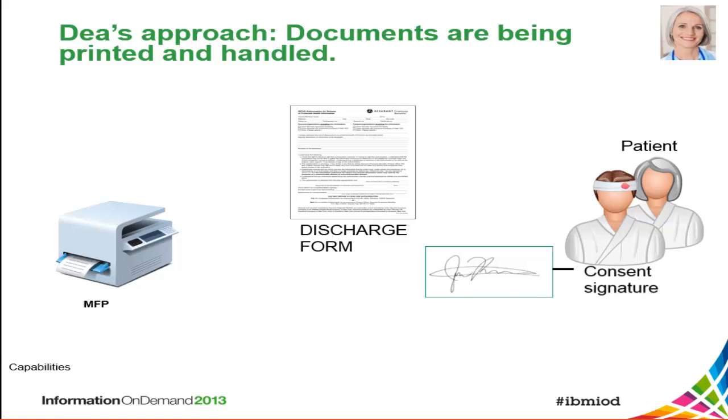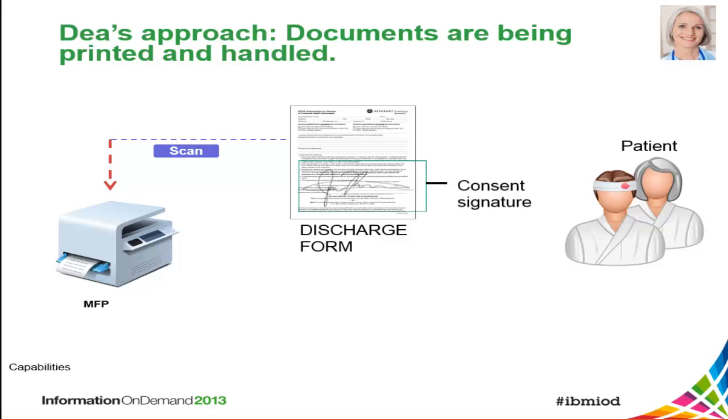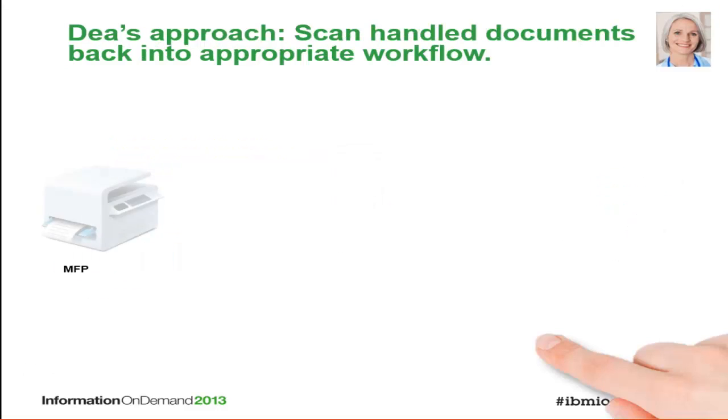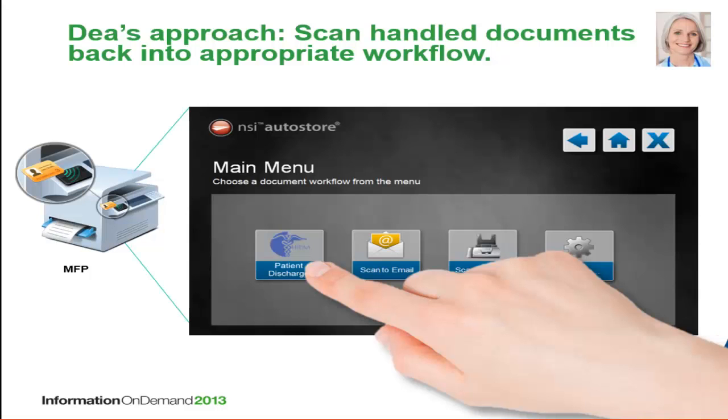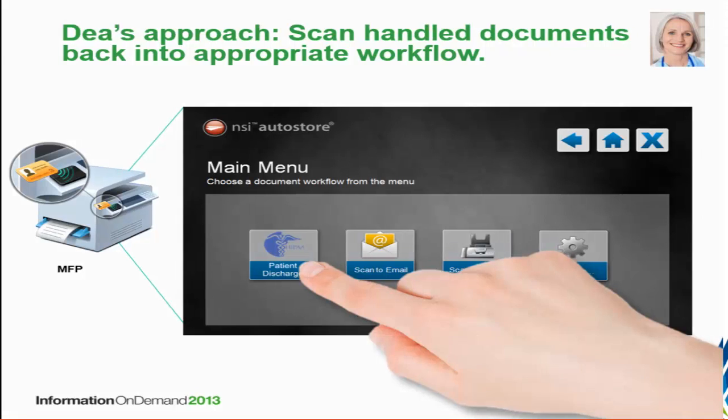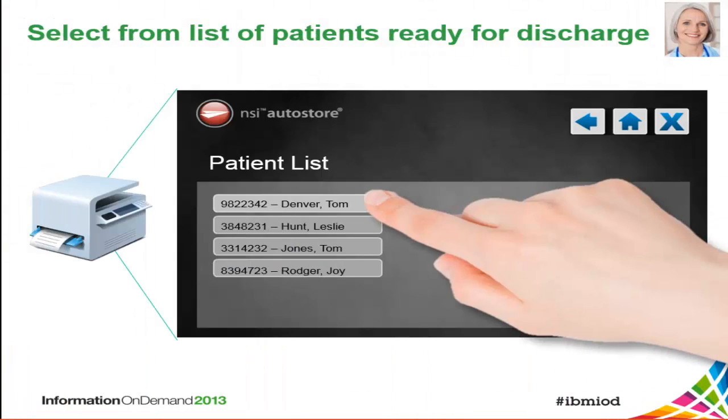She's working with the patients directly, having them sign that paperwork. Then she walks over to the nearest MFP in the hospital environment to scan those documents. She can authenticate on the multifunction device using a badge card, the same badge card she uses to access different facilities within the building. When she identifies herself, she sees a button on the panel of the multifunction device called Patient Discharge. When she sees that, she gets a list of all the patients that are pending discharge.